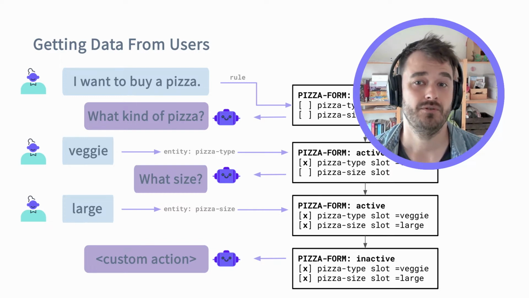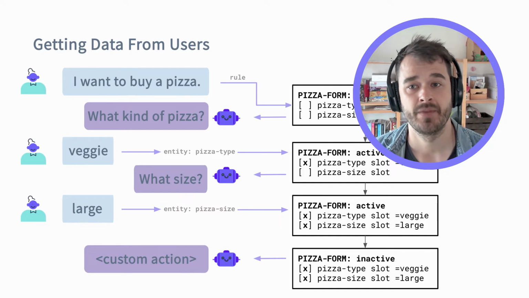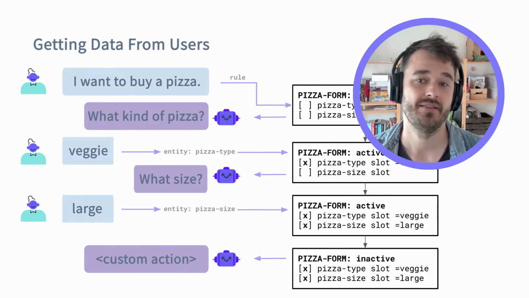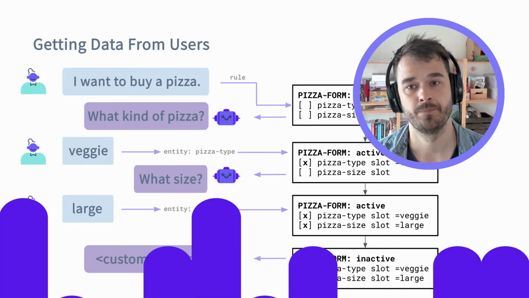The Rasa form will also only ask for information that the user hasn't provided yet. If the form is triggered and the user gives extra information, then the form won't repeat itself. Now, to demonstrate this last part, let's now suppose the conversation went a little bit differently.